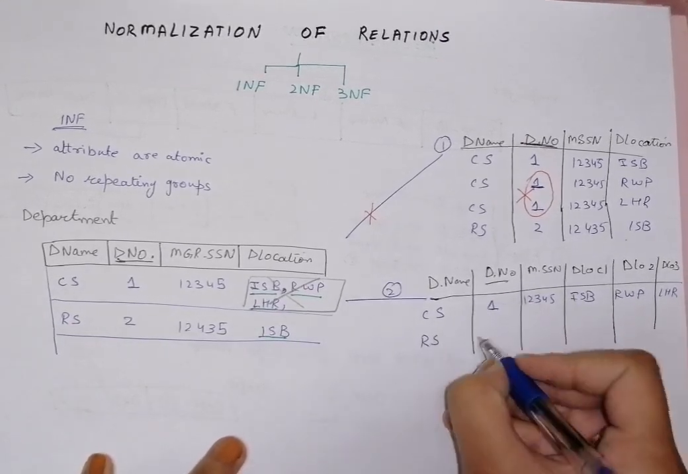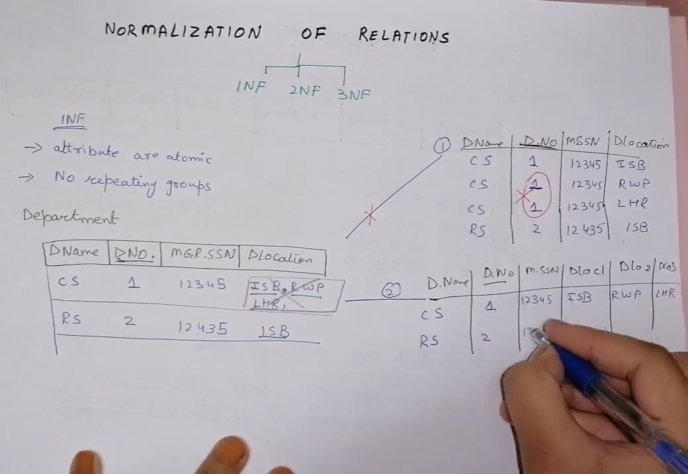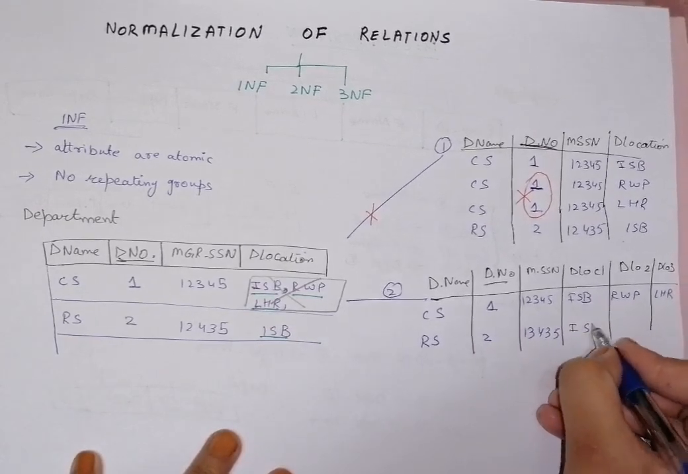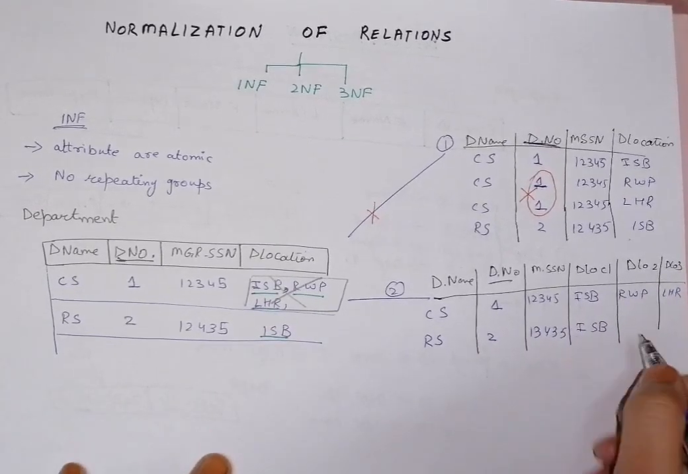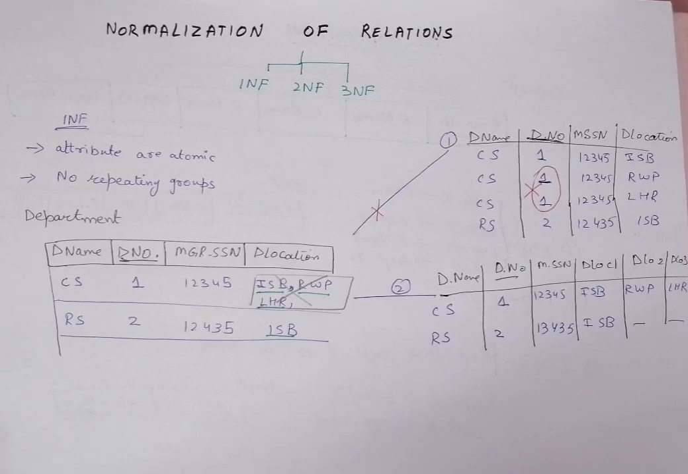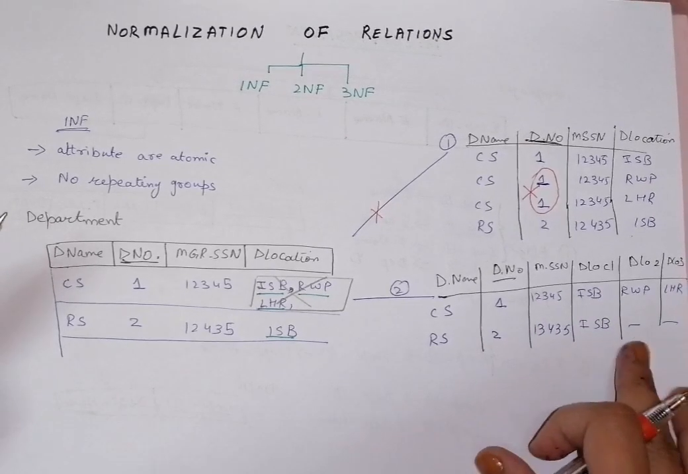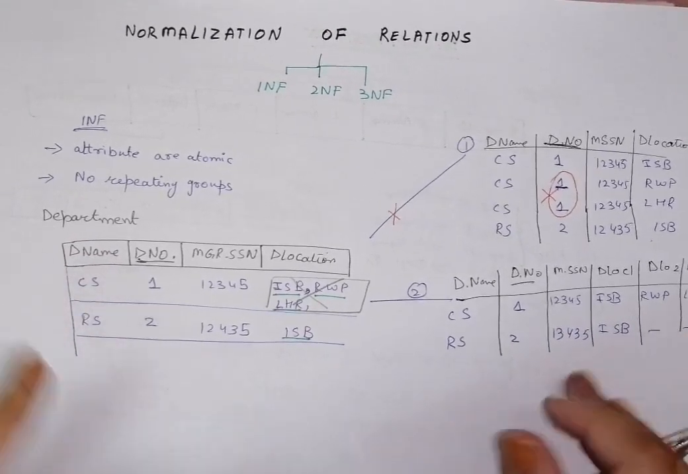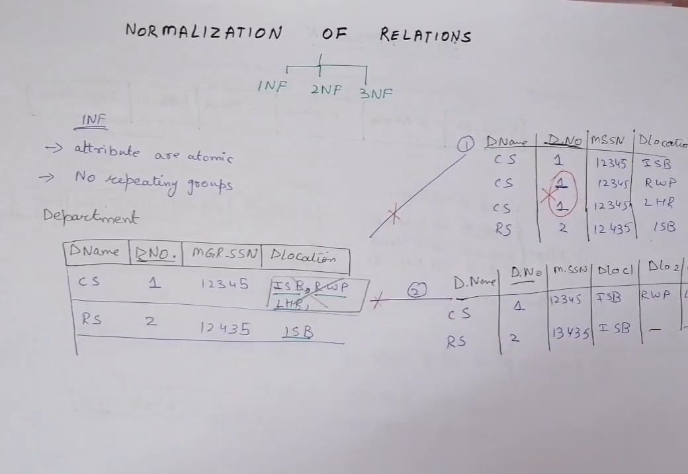But this also raises a new problem. If I consider the second entry, where the department exists at only a single location, then these two values will be null, and we may encounter null values here, which is also not a preferable approach. As per guidelines, we must avoid the occurrence of null values. So we discard this approach as well.